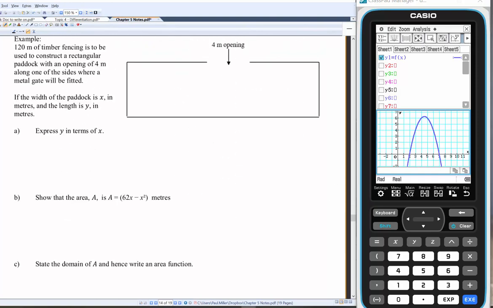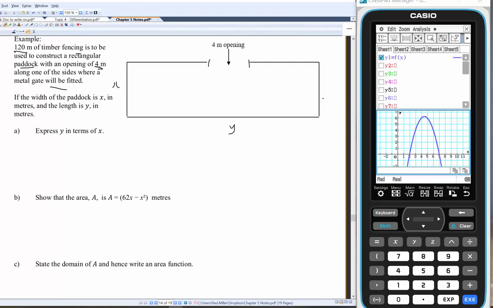So this bruiser was written by Ms Cowan a few years ago. So let's have a look at it. We've got the standard 120 meters of timber used to construct a rectangular paddock. It's got an opening of 4 meters along one of the sides where a metal gate would be fitted. So we've got a metal gate here, presumably to keep the cows in the paddock or something like that. If the width of the paddock is x and the length is y, what we have to do is express y in terms of x.